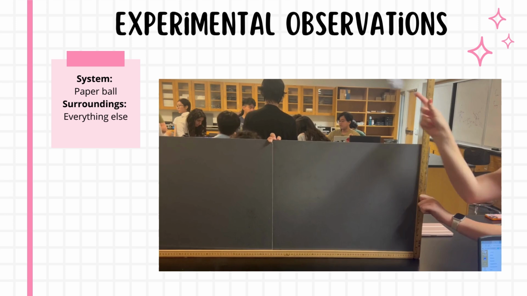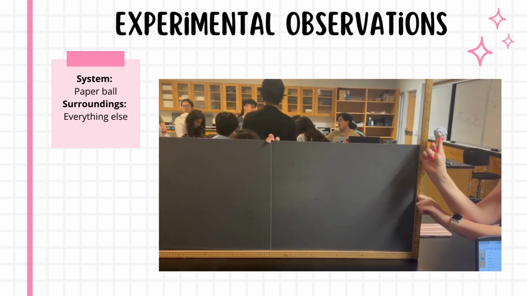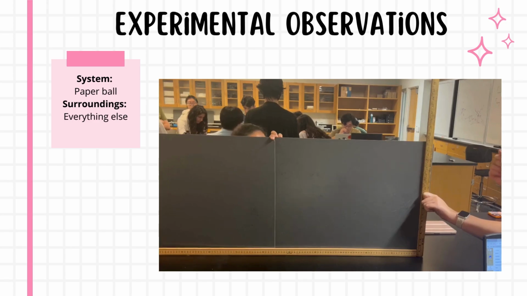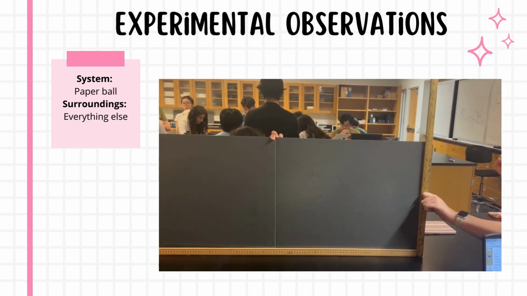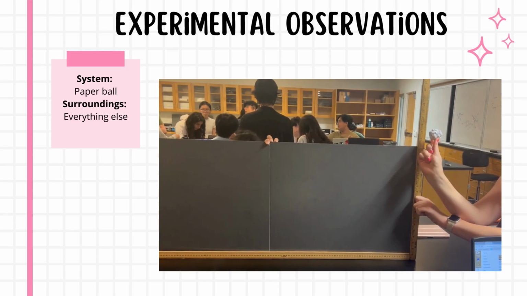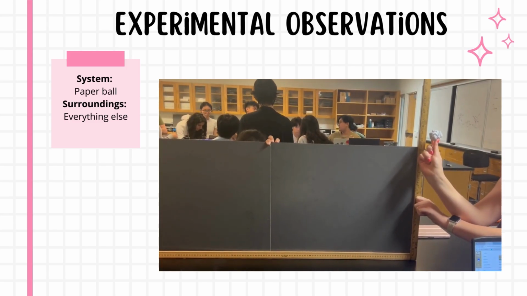Tracker was used to track and analyze the motion of a paper ball acting as a projectile. This was the video that I inserted into Tracker. Take note that the system is the object whose movement is being tracked, in this case the paper ball. The surroundings are everything else outside of the system that it can interact with. This includes air, gravity, the launch surface, or the table where the object lands.